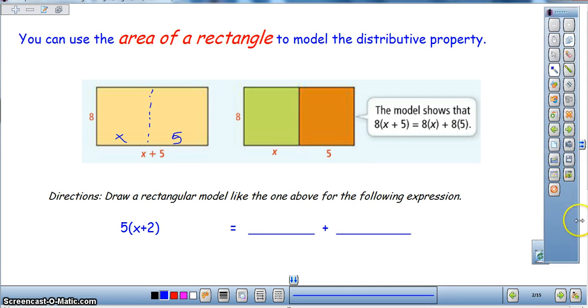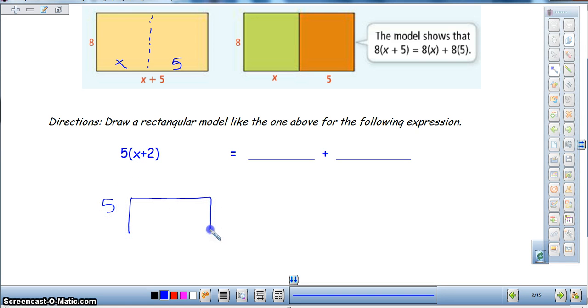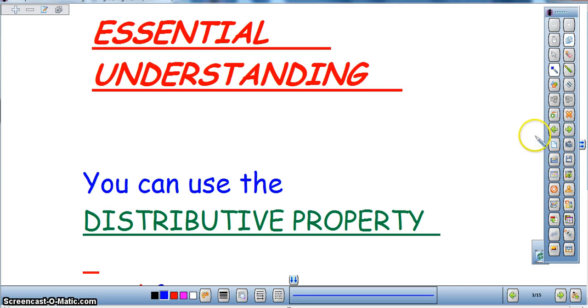So it asks you to draw a rectangle. If we're looking at drawing a rectangle to illustrate the distributive property, 5 would end up being our side length times the rectangle would have a length of x plus 2. So we would then have 5 times x plus 5 times 2. Again, you can use parentheses for multiplication, or you can use that dot. Try and stay away from the x.